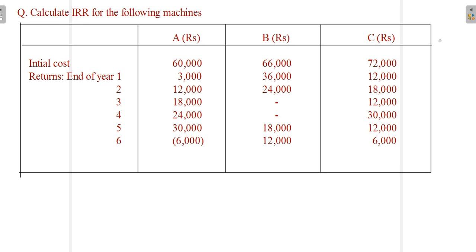Here we have another problem where they have 3 options: machine A, B and C, and they've given the returns for 6 years and the initial cost also. So we are going to find IRR when there is differential cash flow. So let's start with the first option, A.